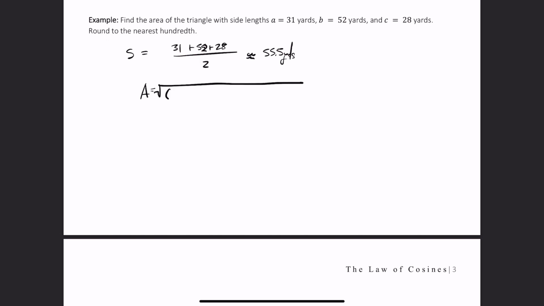A equals the square root of 55.5 minus each side length. And again, since this is being multiplied, it doesn't matter what order you write these in. And you should get 361.77 squared yards because, well, it is the area after all. So that should be your answer.